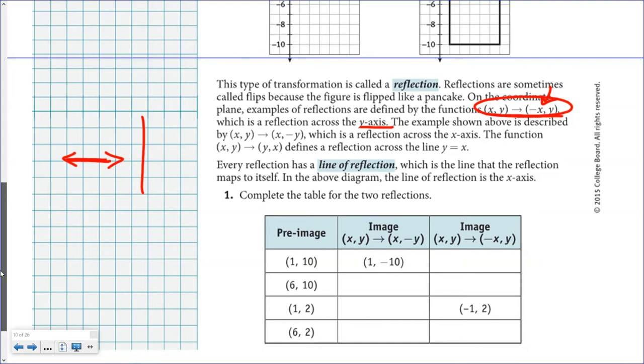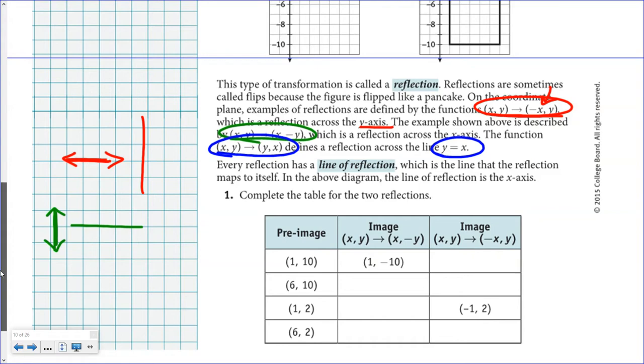Another example would be (x, y) goes to (x, -y). Since your y's are changing, that is changing in the vertical direction. And if you're flipping vertically, that is going across a horizontal line, which would be your x-axis. But you don't have to do just across the x or y-axis. You can reflect across a slanted line. This one in particular is where your x and y change positions, and that's whenever you reflect it across the slanted line y equals x.